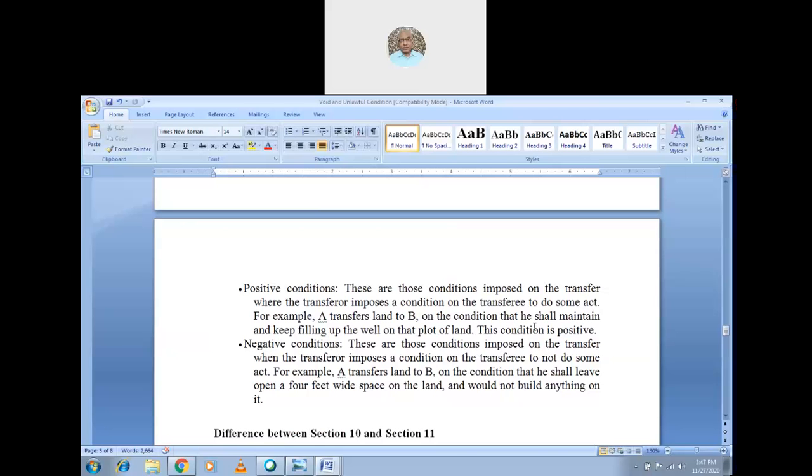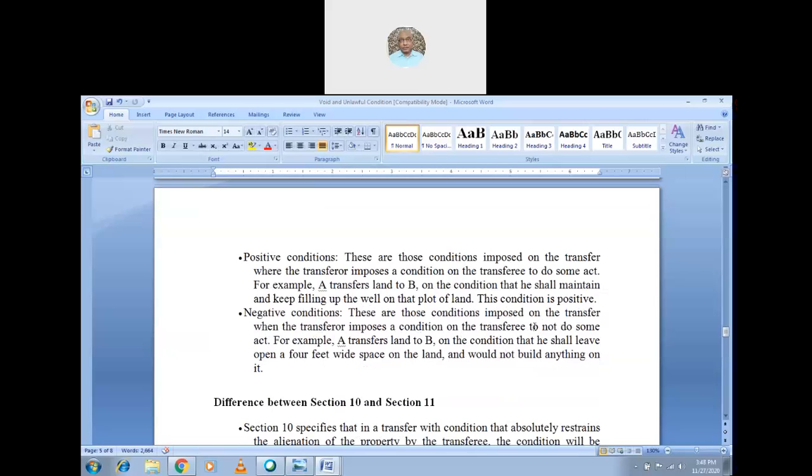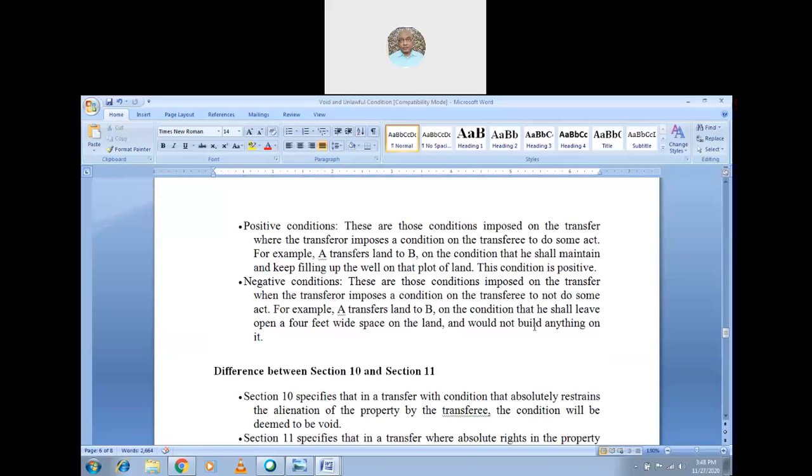This condition is a positive condition because they are given the thing: you have to fill the plot of land every time there is water. So that is the positive condition. Let us see the negative conditions.